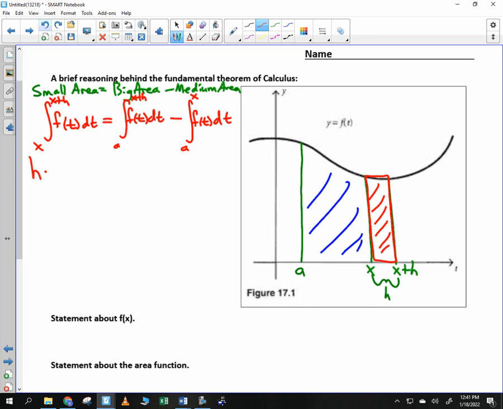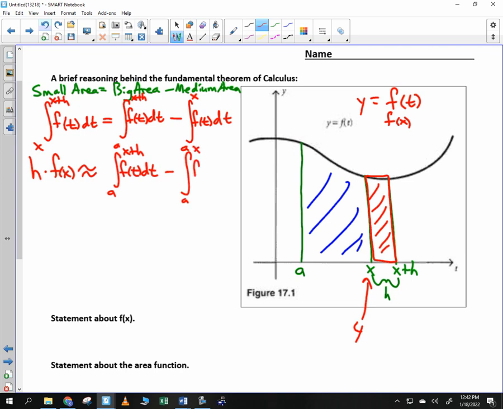Okay, so suppose that this function is y equals f of t, which is what it is, and suppose that x value was 4. How would you come up with the height? Yeah, so I'm going to plug in x, and I get f of x. So that's the height. So h times f of x. And instead of an equal sign, we're going to use an approximate sign, over the integral from a to x plus h of f of t dt minus the integral from a to x of f of t dt.